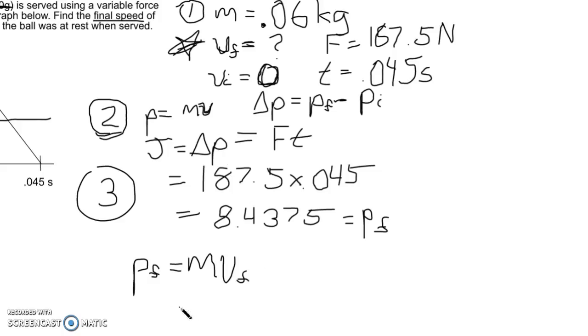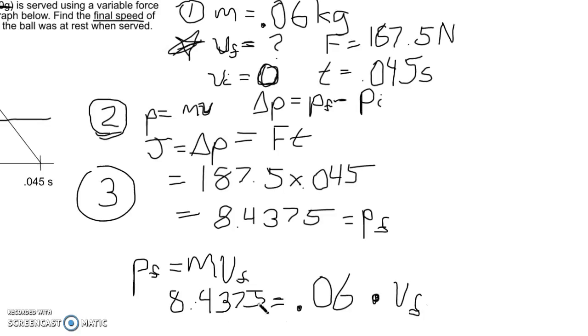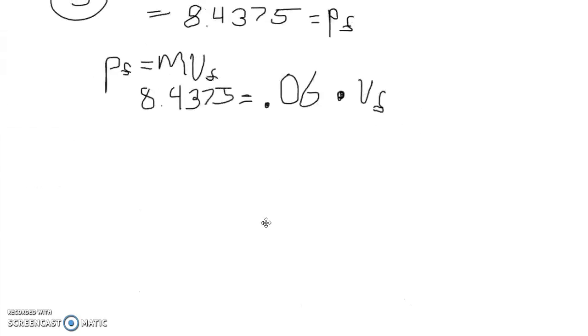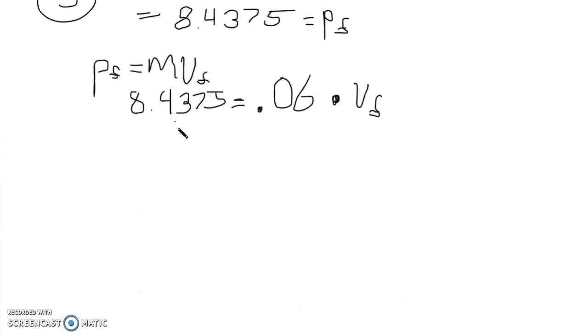And now let's just have some substitutions here. 8.4375 equals 0.06 times final velocity. And again, since we're in standard units, it all checks out. As in, this is newtons times seconds, this is kilograms, and this is meters per second, but newtons equals kilograms times meters per second squared, I believe, because acceleration is in meters per second squared. So yeah, it all makes sense.